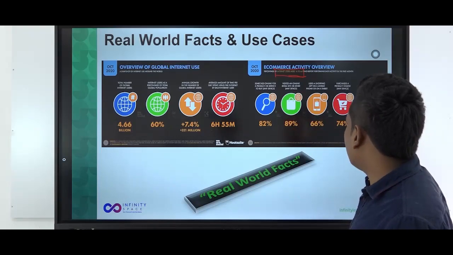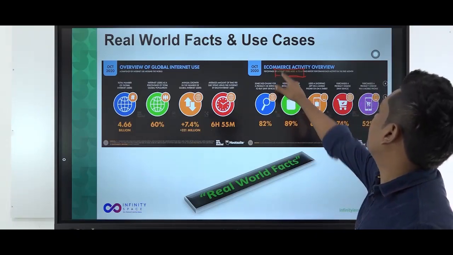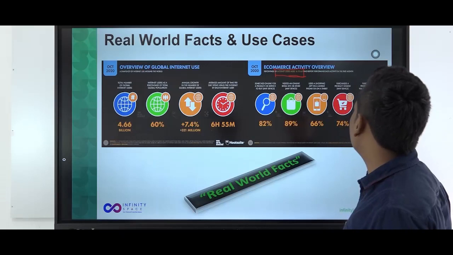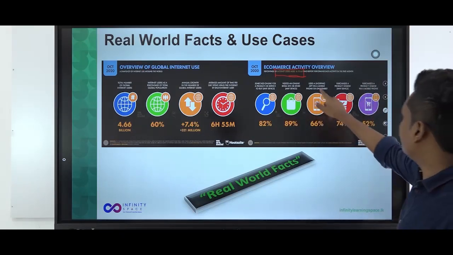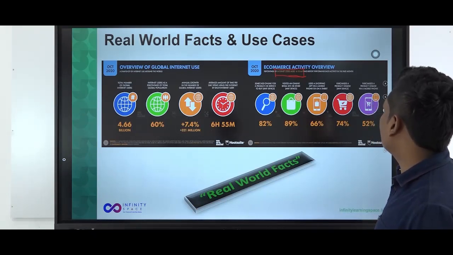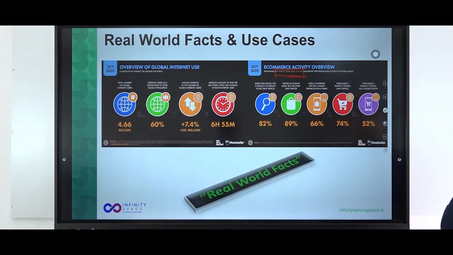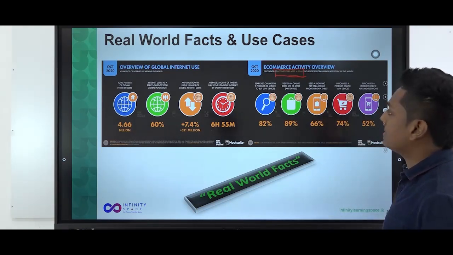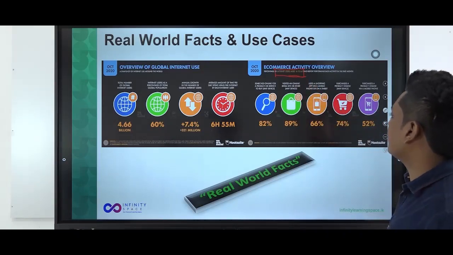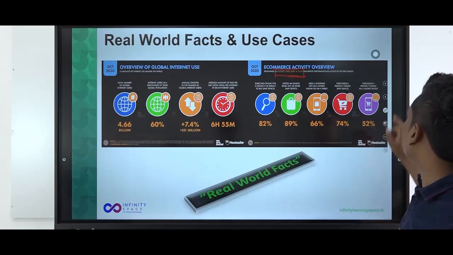Likewise, visited an online retail site or store through any device, 89% of internet users aged 16 to 64. And then again, used a shopping app on a mobile phone or on a tablet. These are some global facts and figures, 66%. And purchased a product online using any device, that is 74% of the internet users from the age of 16 to 64. And then again, purchased a product online via a mobile phone, 52%.